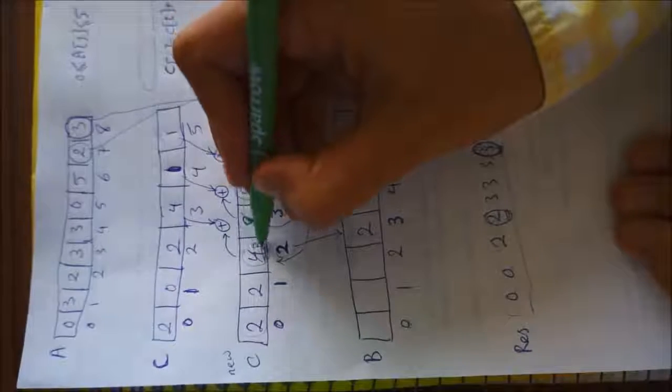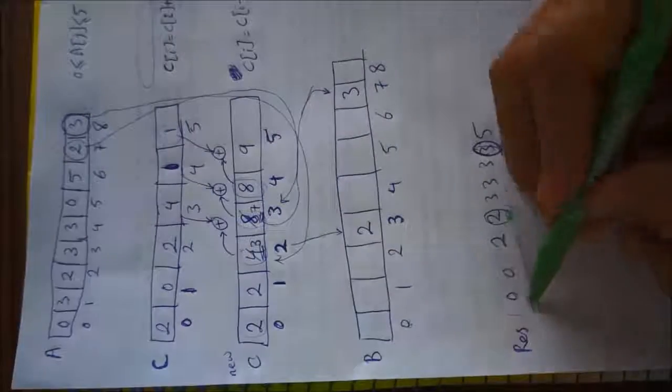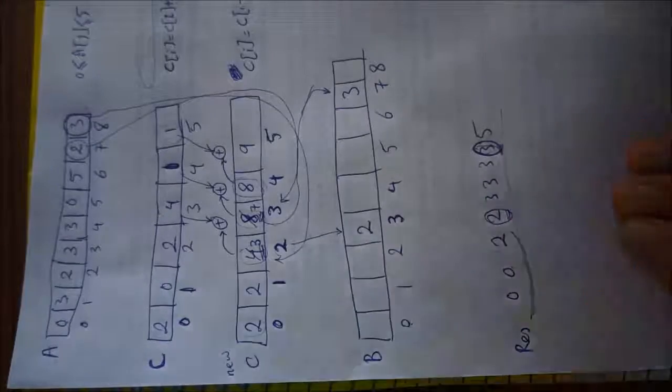Don't forget to decrease the number of the numbers that are less than or equal to 2 in the new C. Because now we have 3 numbers that are less than or equal to 2, because we're done with this one. So we're talking about this one now.